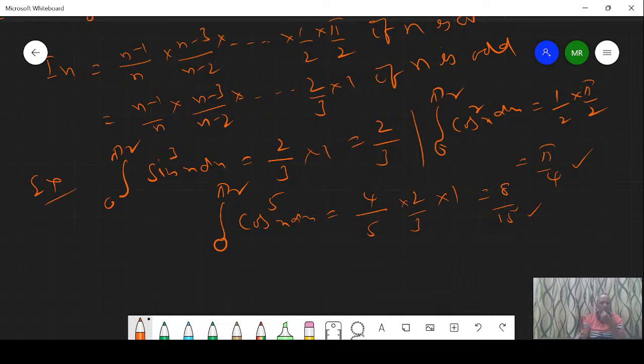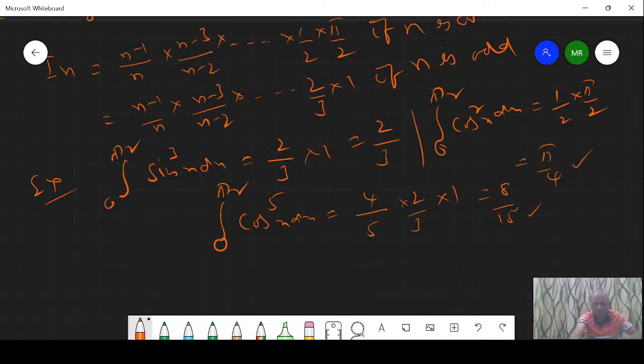Quickly you can write the answers here using this concept. You can write your answers right. In the case of sine or cos, the limit should be 0 to pi by 2 only. You should follow that, 0 to pi by 2. Using the above formula, easily we can write that.